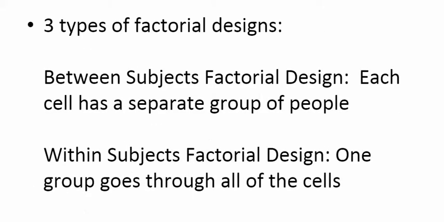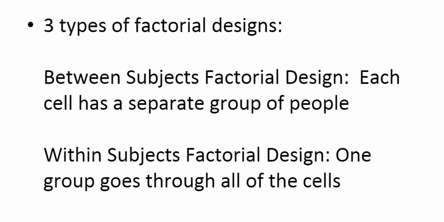So let me just give a quick description of each type of factorial design. In a between subjects factorial design, each cell has a separate group of people. The participants are randomly assigned to separate groups, and each group goes to one specific cell of the design.